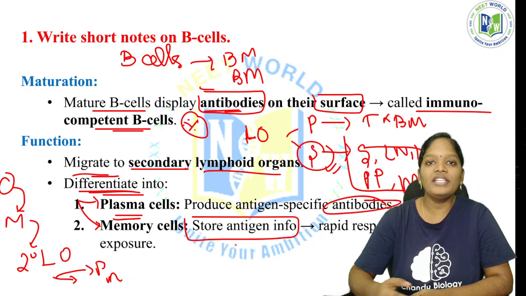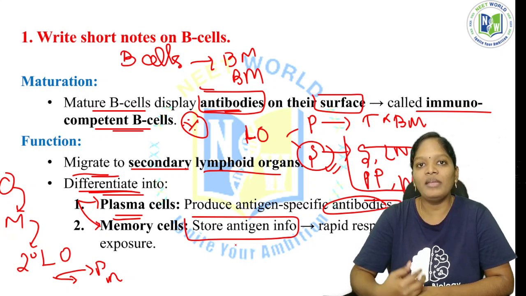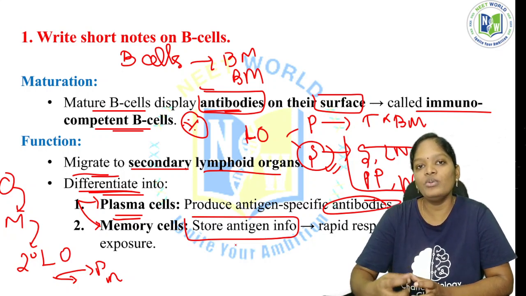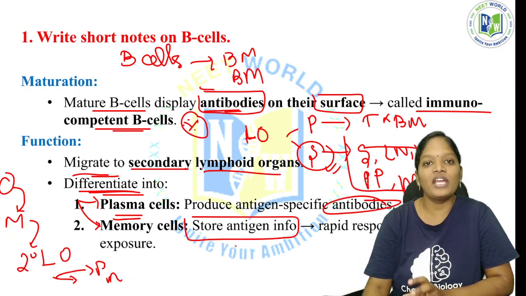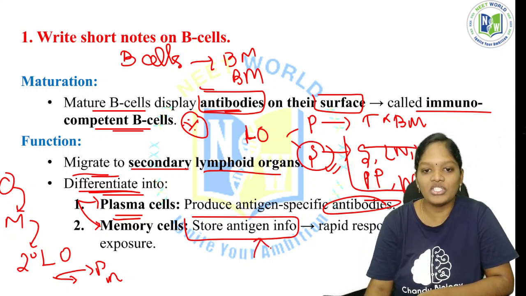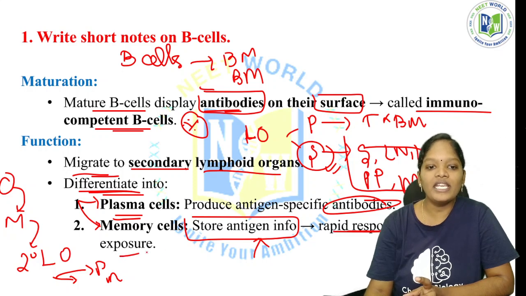Whenever the antigen enters our body for the first time, the memory cells analyze the mechanism by which our antibody kills the antigen. They are storing the antigen information, so there is a rapid response on re-exposure.